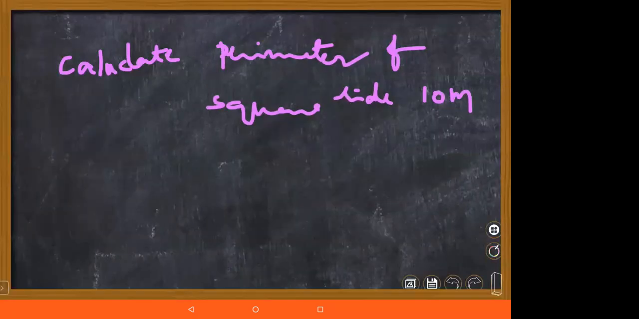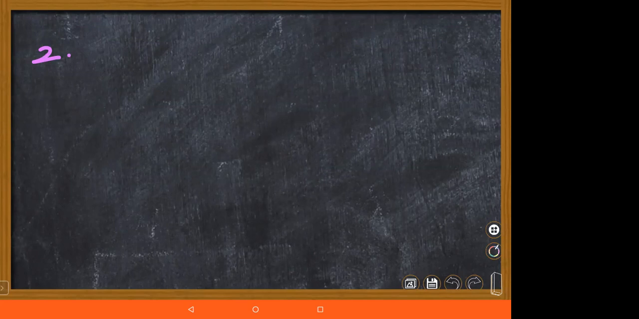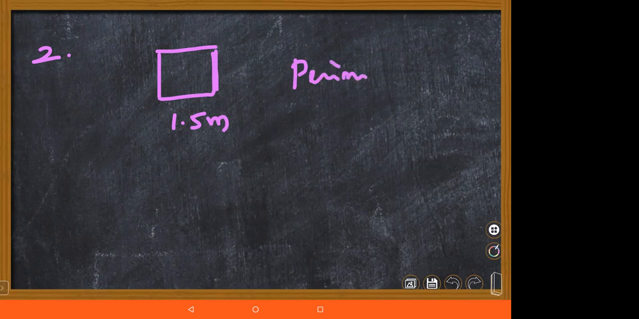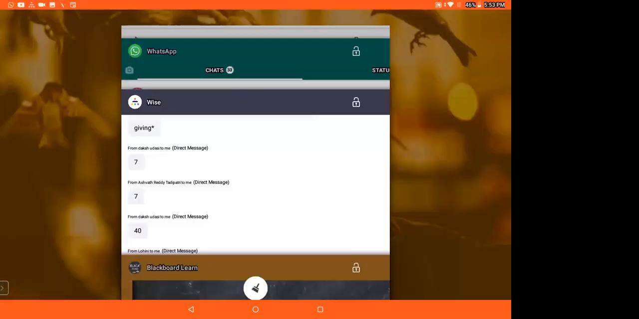Okay, next question. Very good, children. Very super. You have passed. The second question is the perimeter of a square whose sides measure 1.5 meters. Come on, you need to find the perimeter. Come on, quickly. Ma'am, I got it. Yeah, put it in the chat box. Once you know, you can put it.